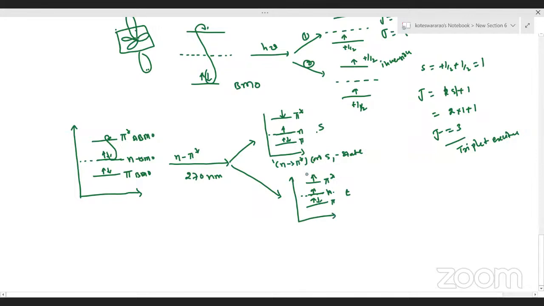Now when you come to this one, here the electron undergoes spin inversion. Now this transition is 3 n to pi star. 3 means triplet state, the multiplicity is 3. Or it can also be indicated with the T1 state. This is also indicated with the T1 state.